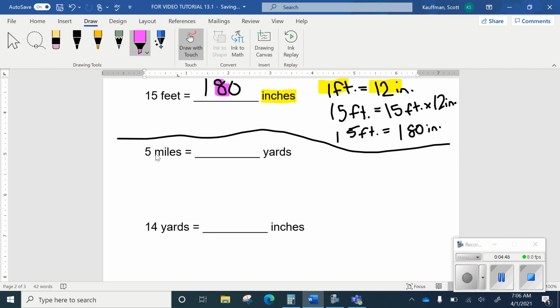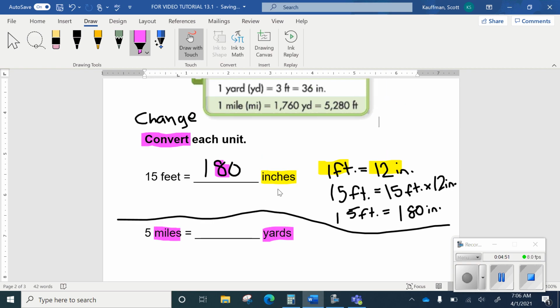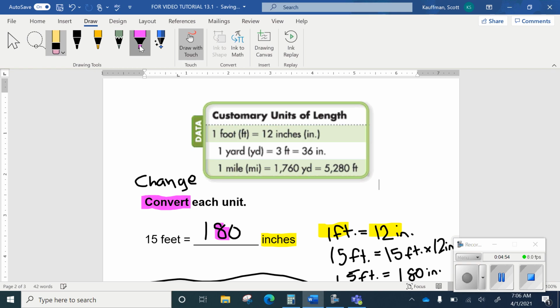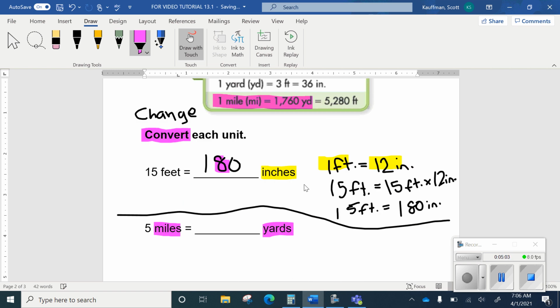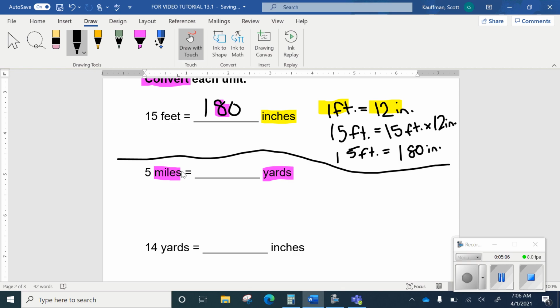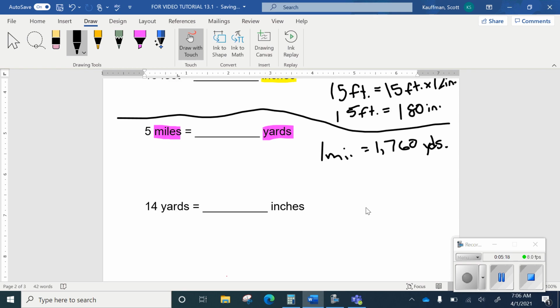So now in this one, we have miles and yards. So we're going to look for miles and yards in our table. I see miles, I see yards right here. So that means 1 mile is the same as 1,760 yards. Okay, so again, I have 1 mile in my chart. That's equal to 1,760 yards. Okay, so if I have 5 miles, I'm going to multiply my 5 miles times 1,760.